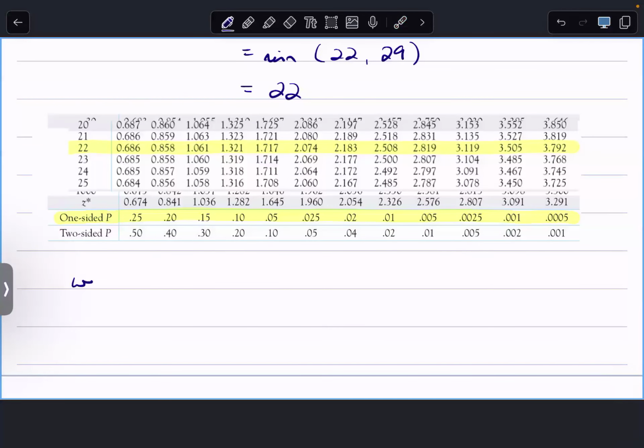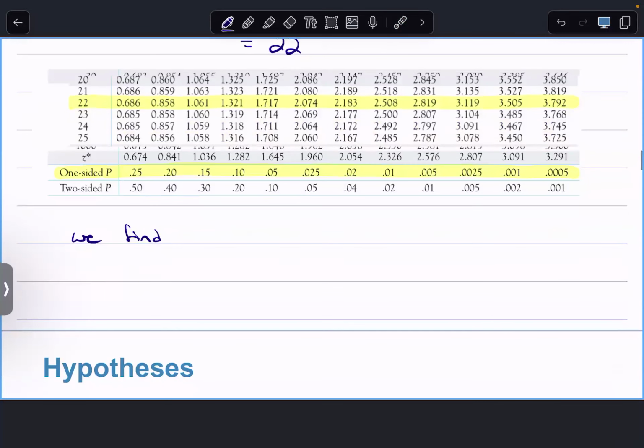We find the absolute value of t equal to negative 2.5066. That's the t that you calculated. The absolute value drops the negative, is between two values. And so I go out here, 22 degrees of freedom, and try to place 2.5066, and I end up somewhere between here and here. So I write those down, 2.183, 2.508.